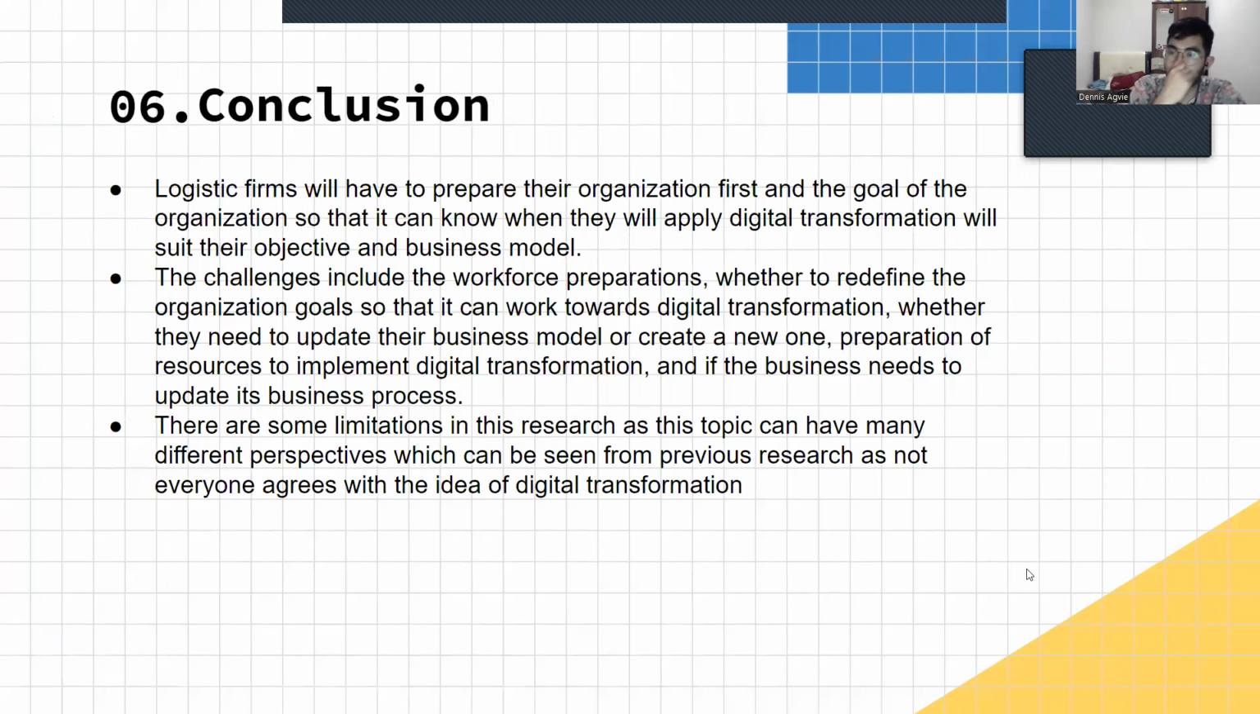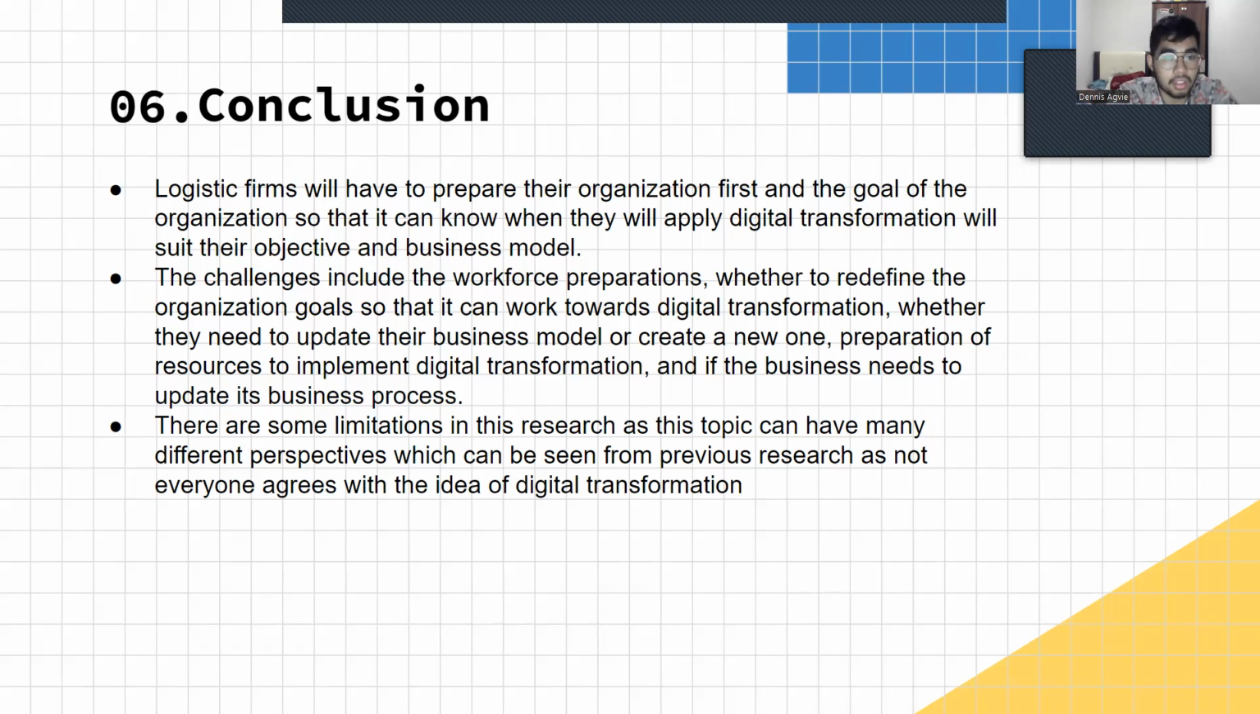And now, last but not least is the conclusion. Logistics firms will have to prepare their organization first and the goal of the organization so that it can know when they will apply digital transformation that will suit their objective and business model. The challenges include the workforce preparations, whether to redefine their organization goals so they can work towards digital transformation, whether they need to update their business models or create a new one, preparation of resources to implement digital transformation, and if the business needs to update its business process.